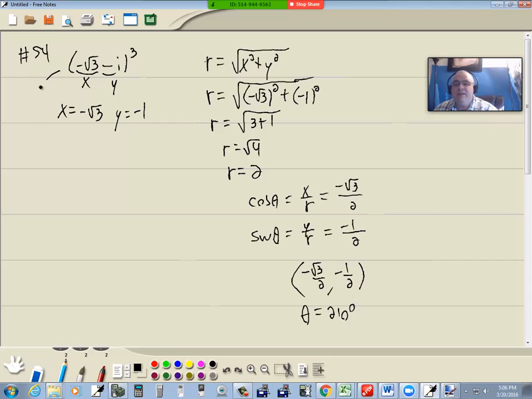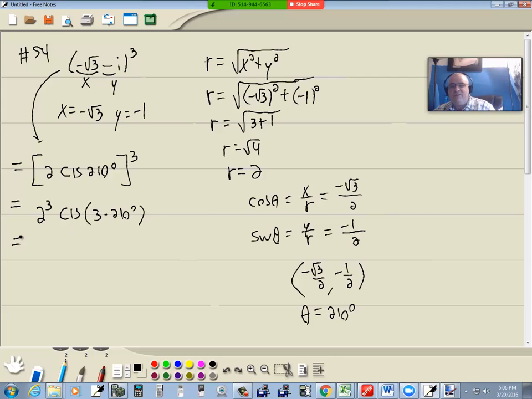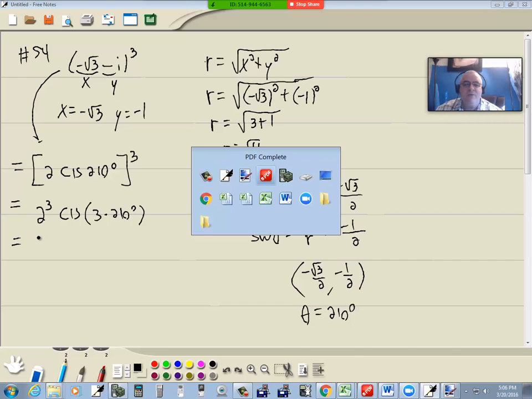Okay, so this right here now becomes r, which is 2, and then I'll use their CIS notation, 210 degrees, and then the third power here. Now, I'm going to look this formula up just to refresh my memory. If I remember right, you take the r to the third power, and then you multiply your angle times 3. But let me go ahead and check that. I don't teach trig every day, so I don't necessarily have those formulas memorized.